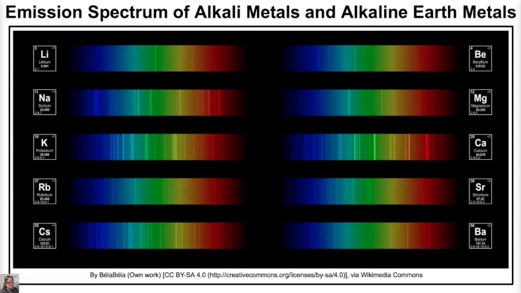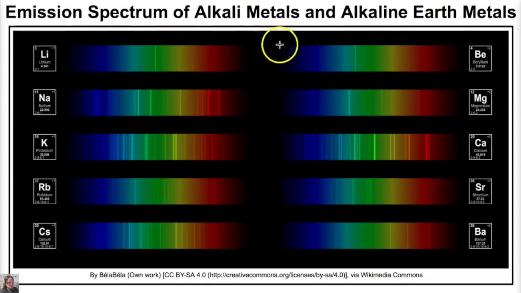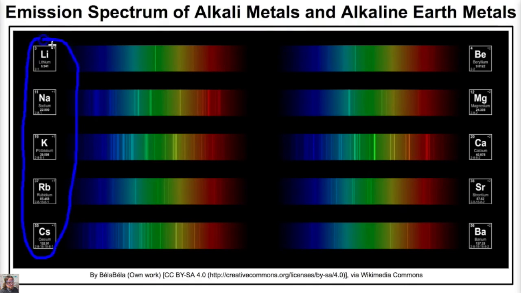Alright, so if you take a few moments to just pause this video, you can take a look at the emission spectrum of alkali metals and alkaline earth metals. So here are the alkali metals right here, lithium all the way down to cesium. And here are the alkaline earth metals over here, from beryllium all the way down to barium. And what we can see if you pause this video, you can take a look at all the emission spectrums for the different elements here.